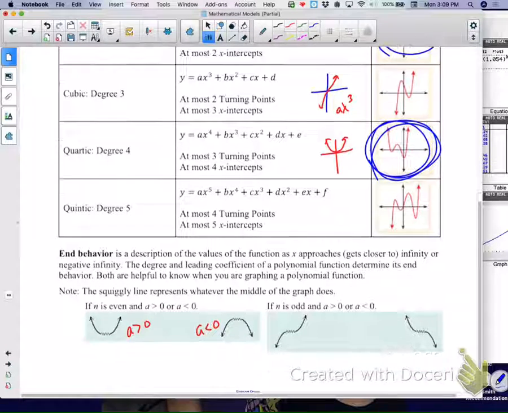Okay. On the flip side, if your n value is odd and your a is positive, the graph is going to end going up. If it's negative, the graph is going to end going down. So both of our odd graphs up there, the x to the third and the x to the fifth, are positive graphs because they all end going up.